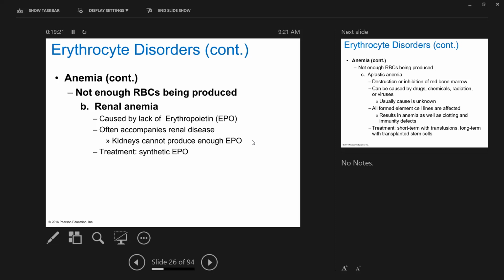Now synthetic erythropoietin can be used in place of natural EPO to stimulate the bone marrow. As long as the bone marrow is working fine, it doesn't matter where the source of the EPO is coming from, either injected or tablet form, or some way to get the synthetic EPO in to stimulate red cell production. And it works.